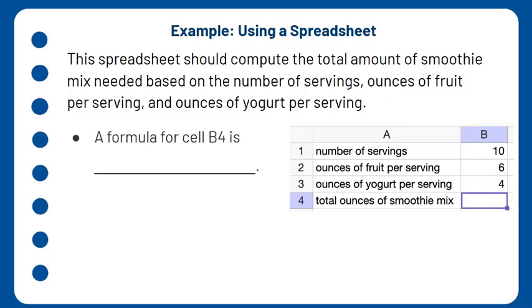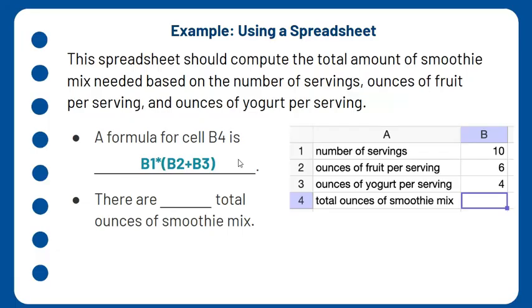We can write a formula for cell B4 to calculate the total ounces of smoothie mix by multiplying the number of servings by the total ounces of yogurt and fruit combined per serving. Using the spreadsheet, a formula for that would be equals B1 asterisk parentheses B2 plus B3 parentheses. If we write our formula in the spreadsheet, we know that the number that appears in cell B4 would represent the total ounces of smoothie mix. This formula tells us that we need to calculate 10 times 6 plus 4, which is equal to 10 times 10 to give us 100 total ounces of smoothie mix.